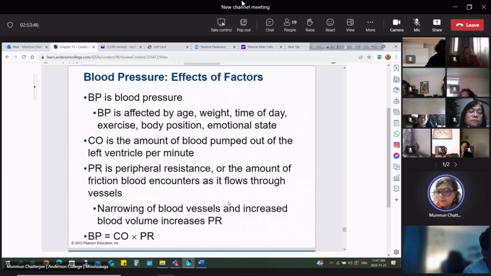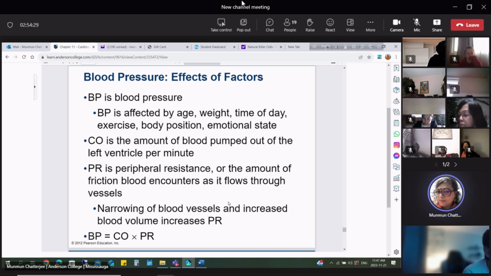So BP is blood pressure. Another name for blood pressure is BP. BP is affected by age, weight, time of the day, exercise, body position, and emotional state naturally. If there is a heart problem or other things, that is a disease condition. So CO is the cardiac output. We already said cardiac output is the amount of blood pumped out of the left ventricle per minute. PR is the peripheral resistance, or the amount of friction blood encounters as it flows through the vessels.